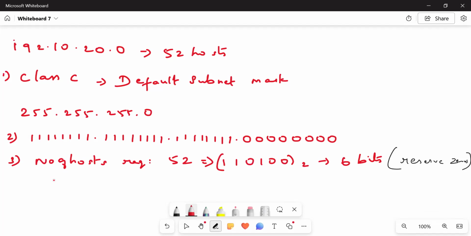Now we can write the new subnet mask. 8 ones, 8 ones, 8 ones, and then in the last octet, 2 ones with the remaining six zeros. That is, from the right-hand side we reserve six zeros.